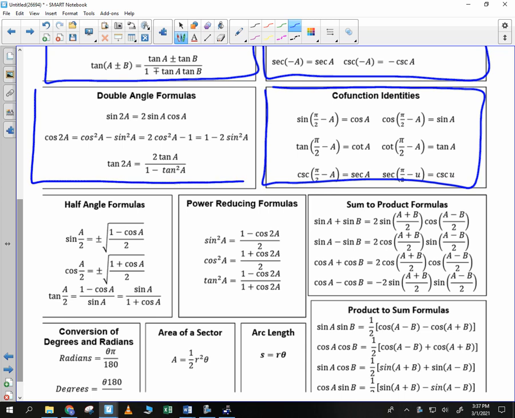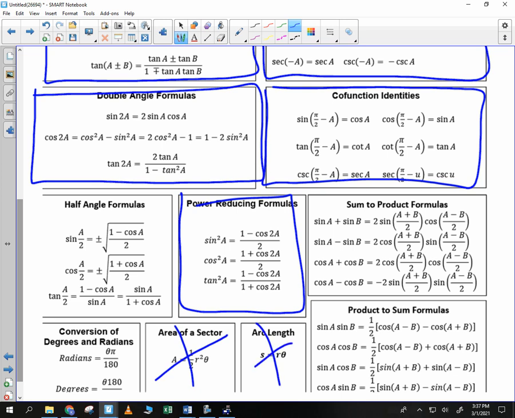Double angle formulas, we've already done double angle. We did the power reducing. We skipped area of a sector and arc, but we did a conversion of degrees to radians. So we've only got a little bit left. Sum to product, it looks bad, but it's no big deal. We're going to focus on this today. And once we're done with that, we'll be good to go.